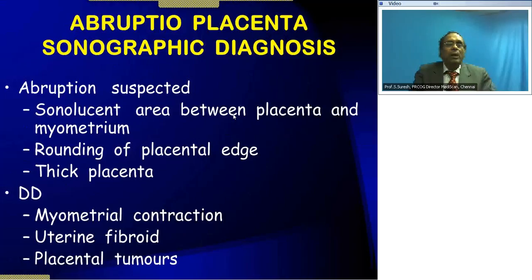Unfortunately, ultrasound is not as good for diagnosis of abruption of the placenta because a negative diagnosis, that is, you don't see anything, patient is bleeding, and you don't find any findings on ultrasound, you cannot exclude the abruption. But it can be suspected when you see a sonographic area between the placenta and the myometrium, and there's a rounding of the placental edge, the thick placenta. Of course, the differential diagnosis will be myometrium contraction, uterine fibroid, and placental tumors.